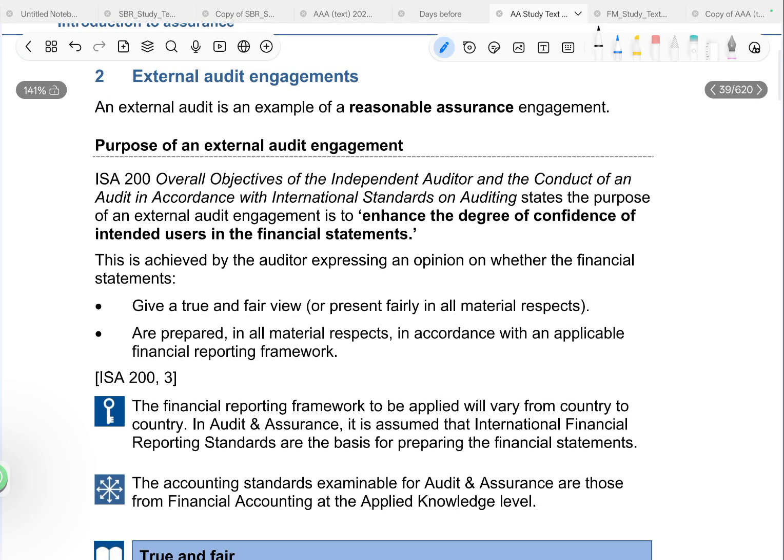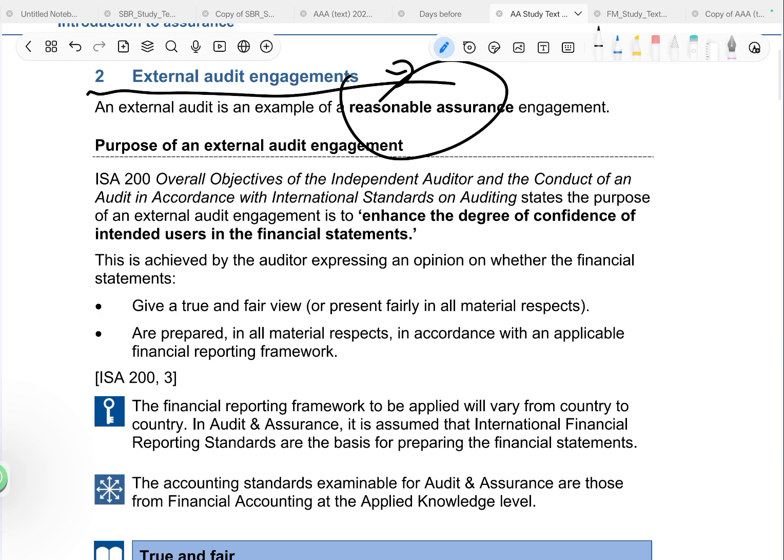Yes, so let's move on. This is the second most important topic: external audit engagements. You might remember from the previous section that there are two types of assurance engagement: reasonable assurance and limited assurance. An external audit is actually the most common type of reasonable assurance. That means auditors perform extensive procedures and collect strong evidence so that they can provide a high level of assurance to users of financial statements.